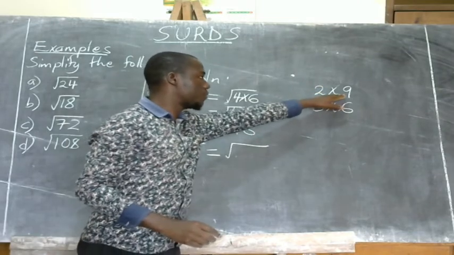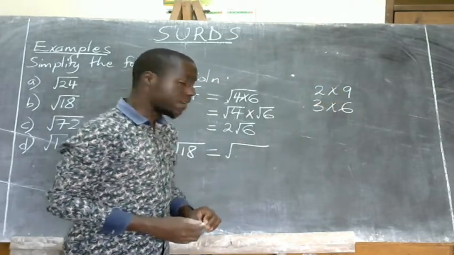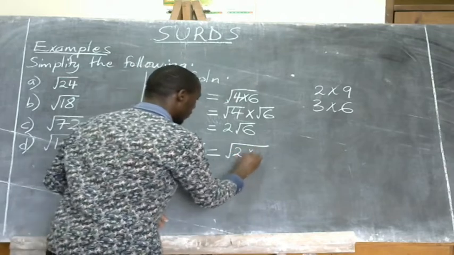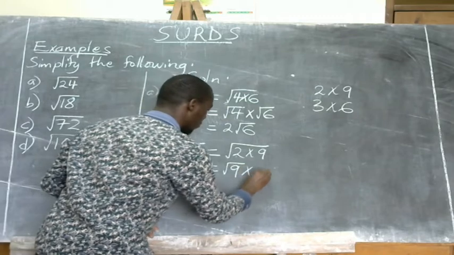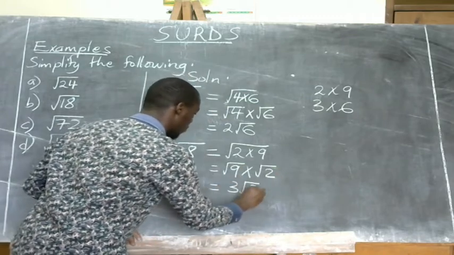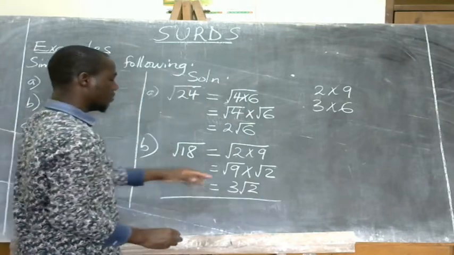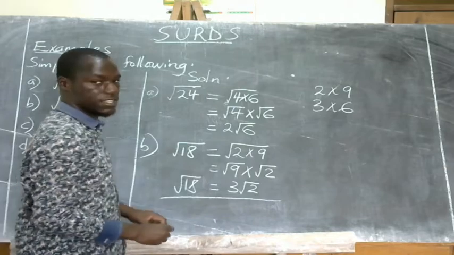So I'm going to opt for this 2 times 9 because 9 is a square number. So this one is the same as root of 9 times root of 2. Root of 9 is 3, root 2 there. So that is the simplest form of root of 18.